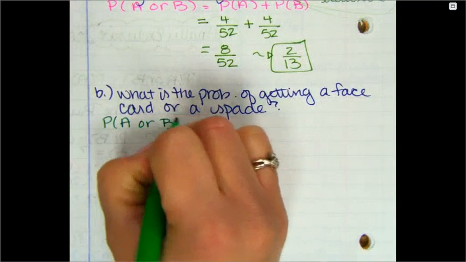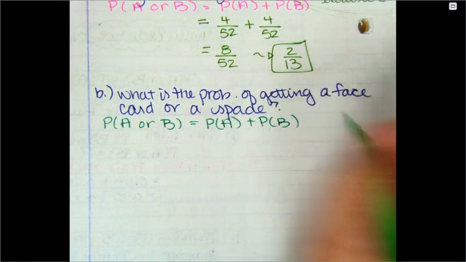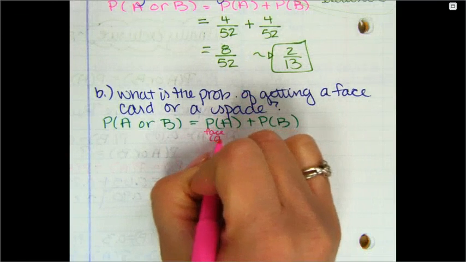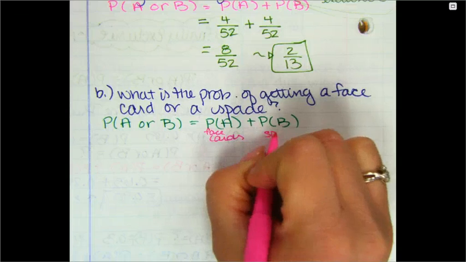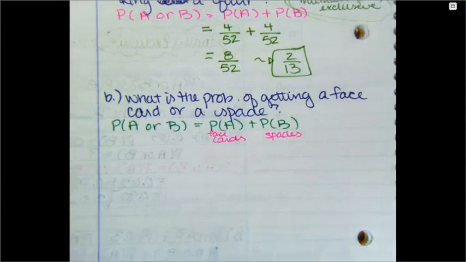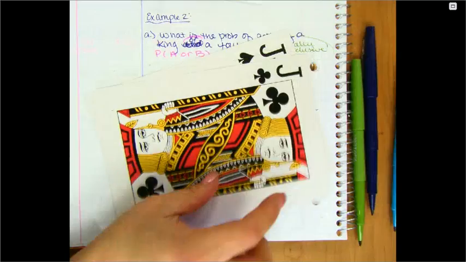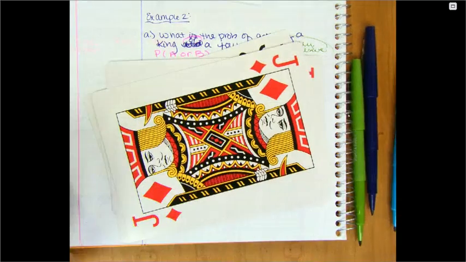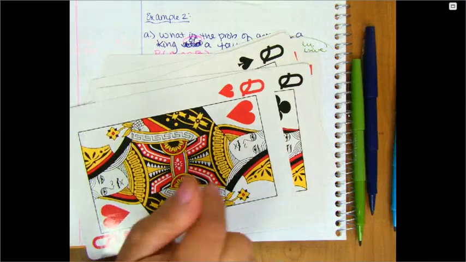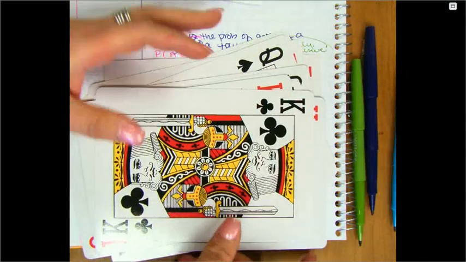Probability of A or B is the probability of A plus the probability of B, yes? Okay. The probability of A is looking at face cards, correct? The probability of B is looking at spades. So let's look at our face cards. Now pay close attention. I'm going to zoom out so you can see. Ready? There's 1, 2, 3, 4, 5, 6, 7, 8, 9, 10, 11, 12. Right? So that fraction is what?